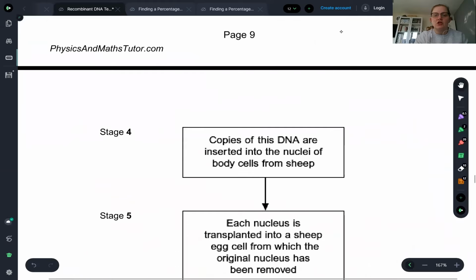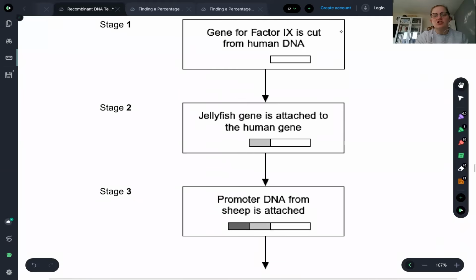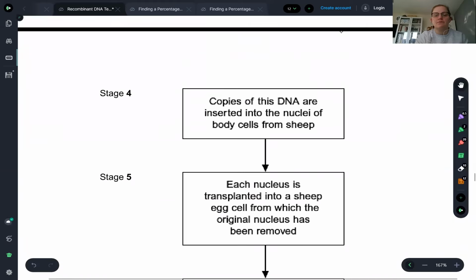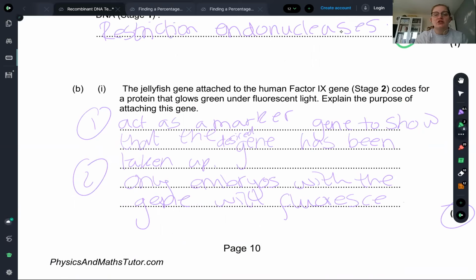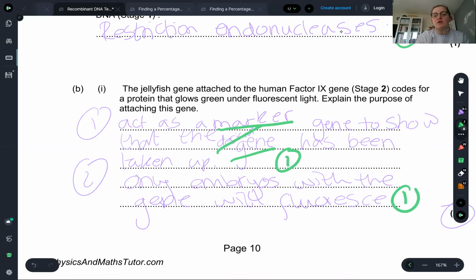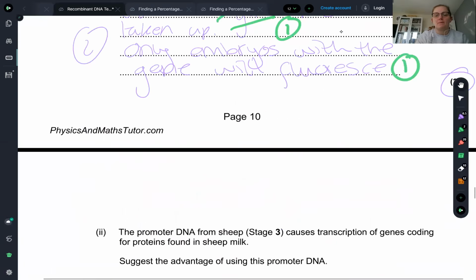And then in stage 2, a jellyfish gene is attached to the human gene. The jellyfish gene attached to the human gene codes for a protein that glows under fluorescent light. Explain the purpose. Same as that question before. The purpose of this gene is to act as a marker gene to show that the desired gene has been taken up. Only embryos with the gene will fluoresce, so then we know which one's which, and that is the 2 marks that you'll get for that question.